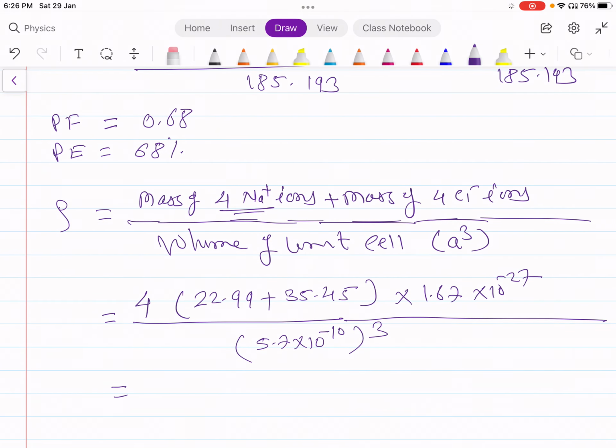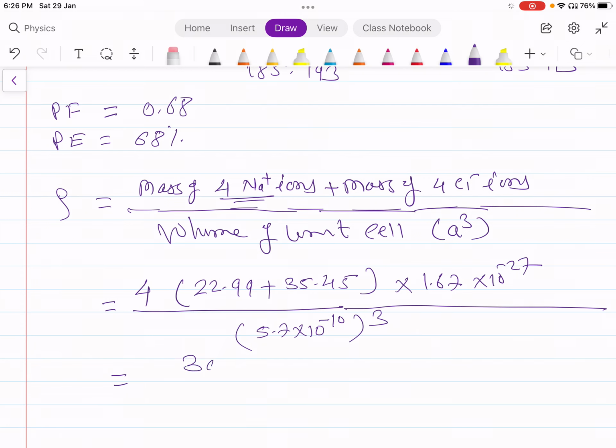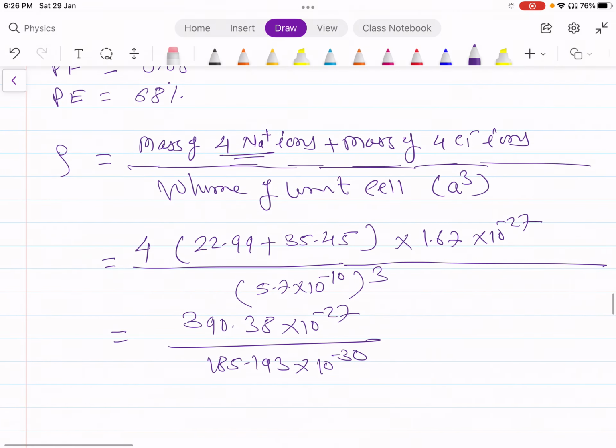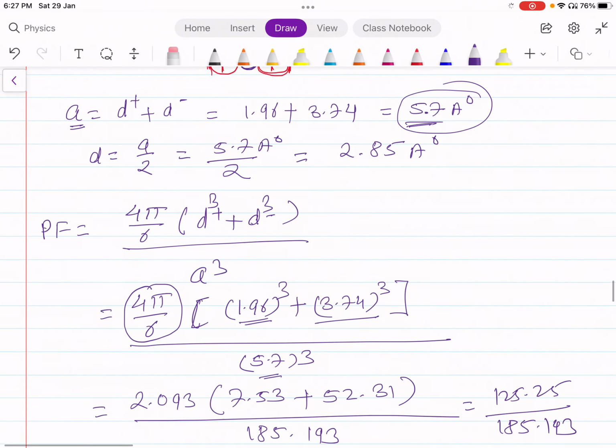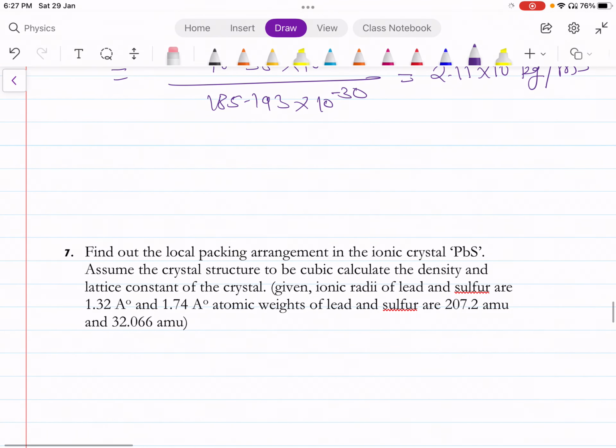So let us simplify this. What we get is 390.38 into 10 to the power minus 27 divided by 185.193 into 10 to the power minus 30, and that is equal to 2.11 into 10 to the power 3 kg per meter cube. So far we solved the 6 problems. Let's go and find out.